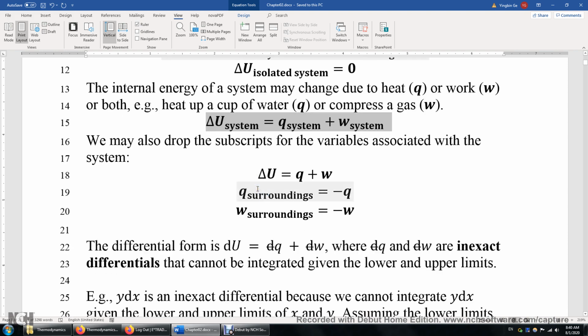For convenience, if we're talking about the change of U, Q, and W for the system, we can drop the subscript. So delta U is equal to Q plus W. Here, delta U, Q, and W are referring to the system. Q surroundings is always equal to negative Q. W surroundings is always equal to negative W. It's simple. If, for example, 1 joule of heat flows into the system, where does it come from? The surroundings. What if 1 joule of work is done to the system? The surroundings does that 1 joule of work to the system.